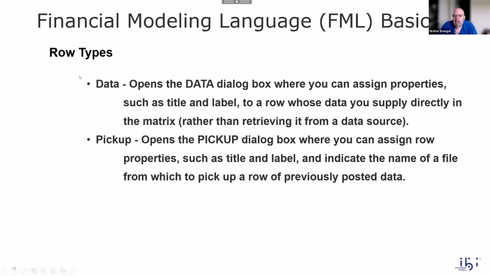Other types of rows, you have a data row and a pickup row. We don't go into those in this session because we're just talking basics. Pickup is if you were to have posted data from a previous FML and you want to then incorporate those values. So you can post them, basically it's like a hold. You're putting them into a data set and then you can pick them up in the next FML report.